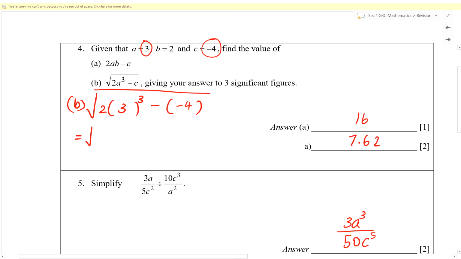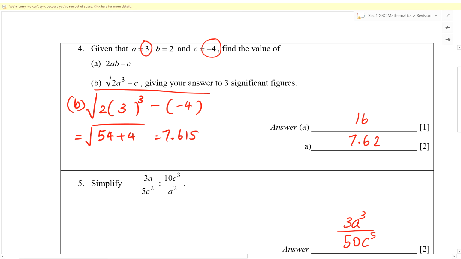3 power 3, what do we have? 27 times 2? 54. Okay. Now what is the next sign? What shall I write next? Plus or minus? Plus. Because negative times negative gives us a positive. Okay, so plus 4. So here we have square root of 58. Root 58, 7.615. They wanted 3SF, right?